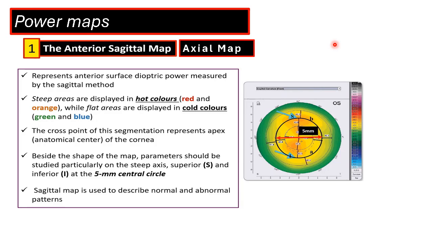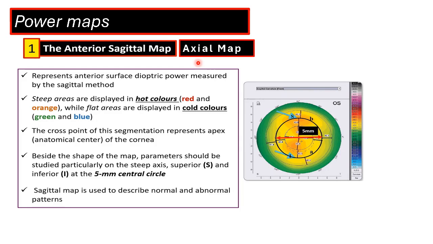The first and most famous map in the tomography or topography display is known as the anterior sagittal map, and is famous by the name of the axial map. This axial map mainly represents the dioptric power of the anterior surface of the cornea, based on Snell's law. The power of the cornea is in direct relation with the refractive index and the radius of curvature of the anterior surface of the cornea.